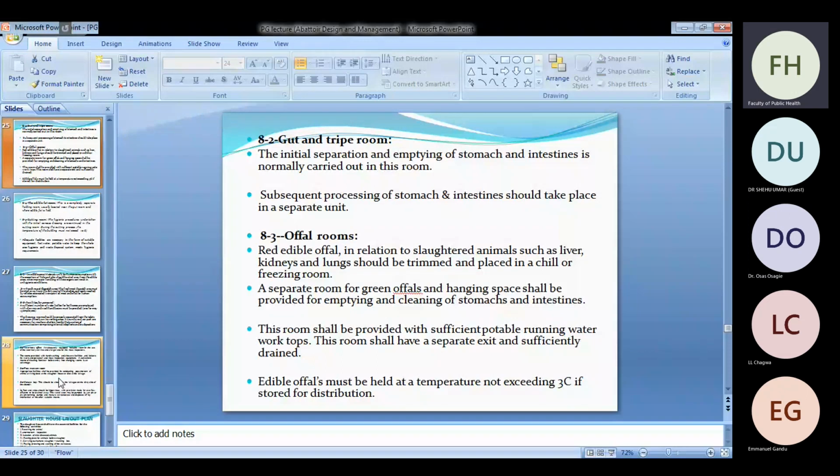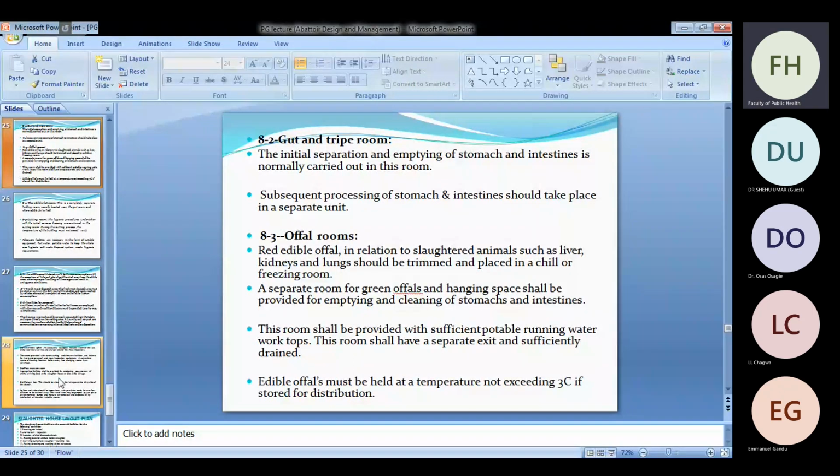This room should be provided with sufficient potable running water. Very, very important. And it should have a separate exit and be sufficiently drained. The water or effluent from this area should be well drained. It will not be allowed to accumulate in the environment because it will be a source of contamination.